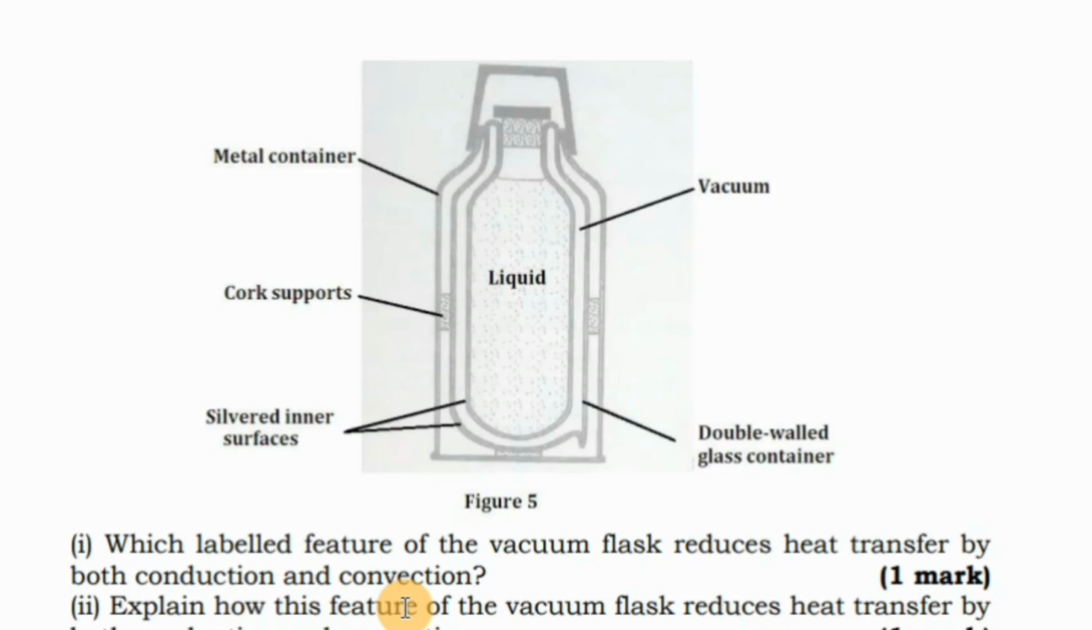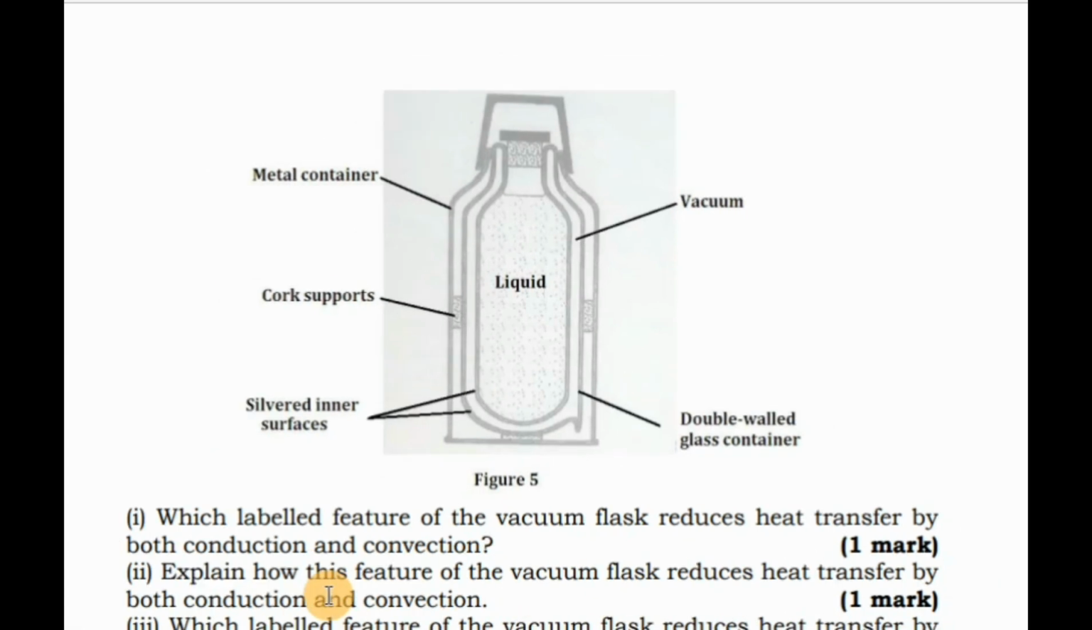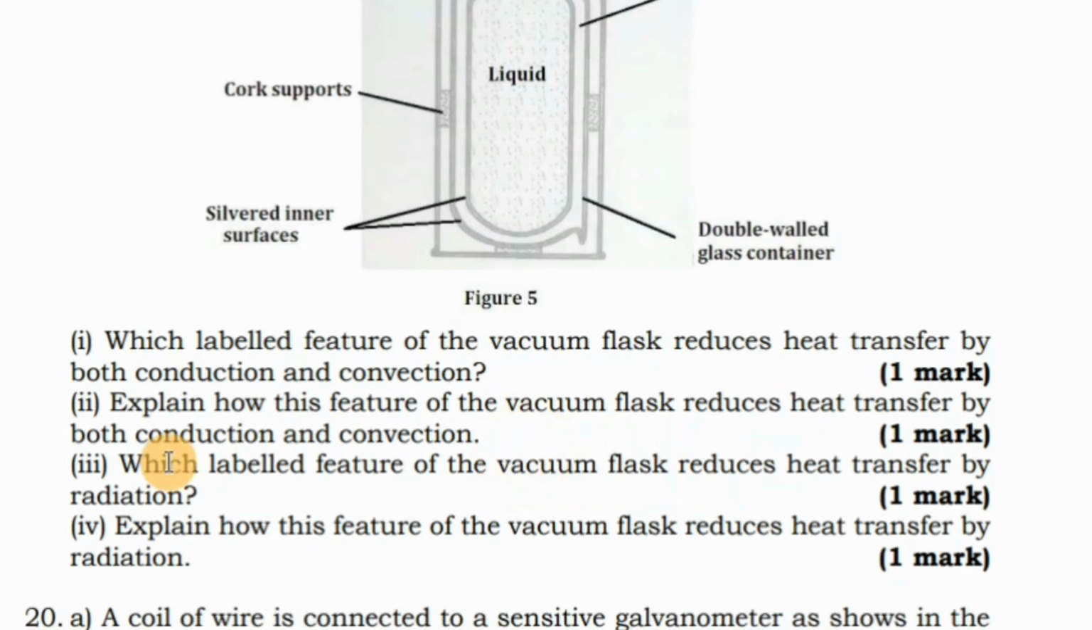Explain how this feature of the vacuum flask reduces heat transfer by both conduction and convection. This is what we have said. I've said that conduction and convection need a medium of propagation. So as we have vacuum inside, there will be no heat transfer. The next question is: which labeled feature of the vacuum flask reduces heat transfer by radiation?